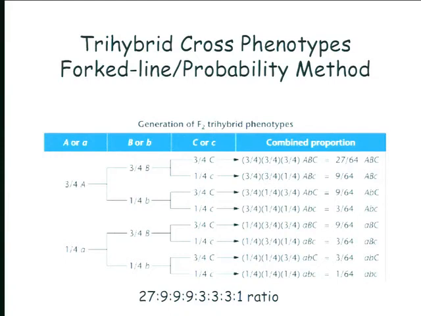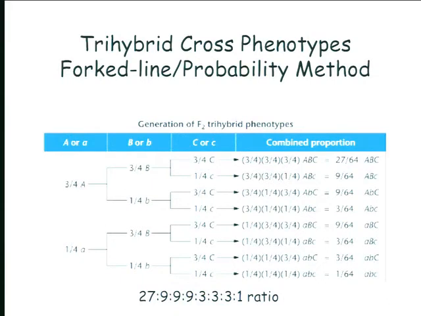So among this 3/4 that has the big B phenotype, 3/4 of those are also going to have the big C phenotype, because that's dominant. 1/4 is going to have the little c phenotype, because that's recessive. For the 1/4 that have the small b phenotype as well as the large A phenotype, 3/4 of them are going to have the big C phenotype, because that's dominant. 1/4 are going to have the little c phenotype, because that's recessive.